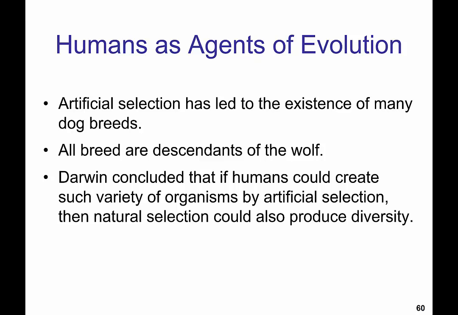A good example is looking at dog breeds. All breeds are descendants of the wolf, but artificial selection over time has led to the existence of many different dog breeds. Darwin concluded that if humans could create such variety of organisms by artificial selection, then natural selection could also produce diversity.